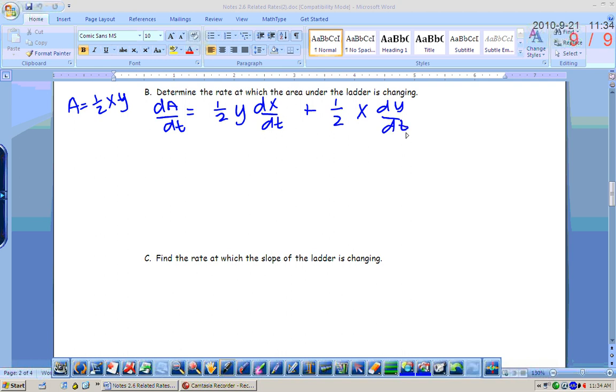And we already know x and y and dx/dt and dy/dt from the previous problem. So if you plug all those values in, you get 119 over 8. But what would the units be? Feet squared per second. Good, because we're talking about the rate of change of area, and area is measured in square units.